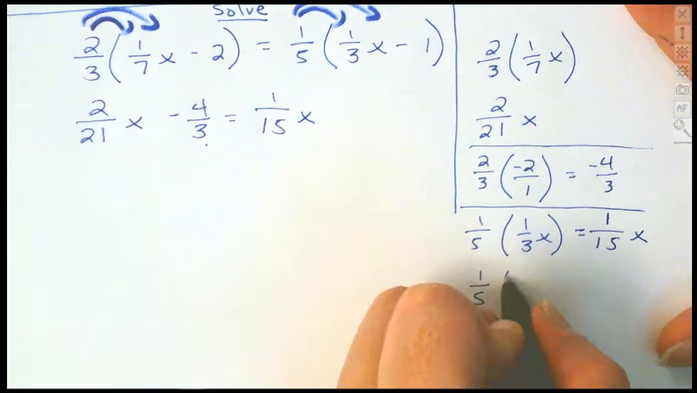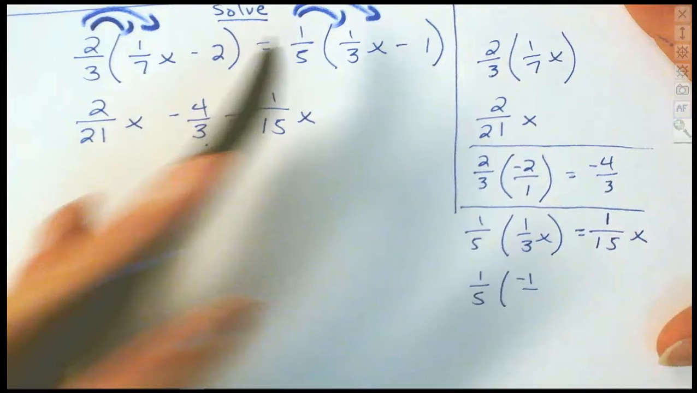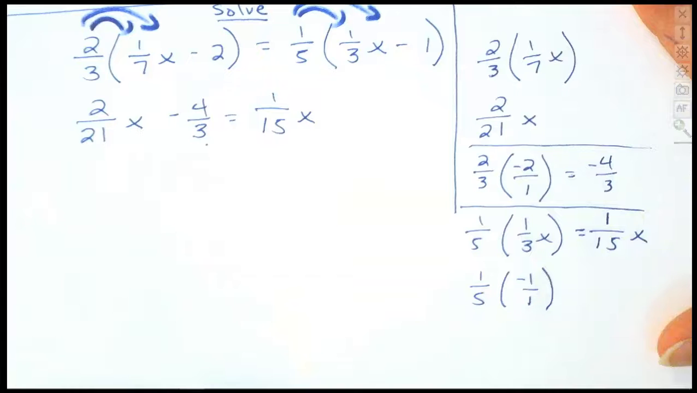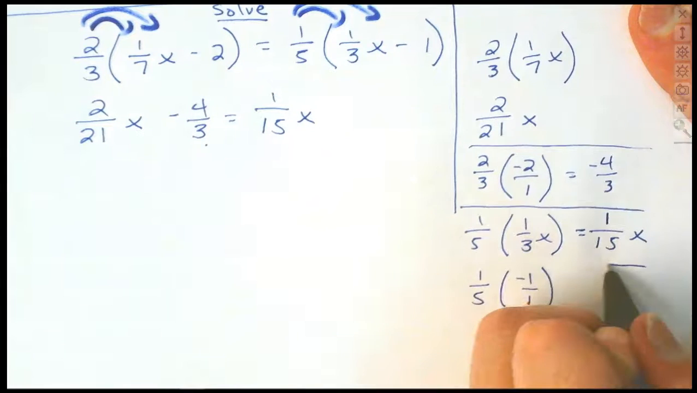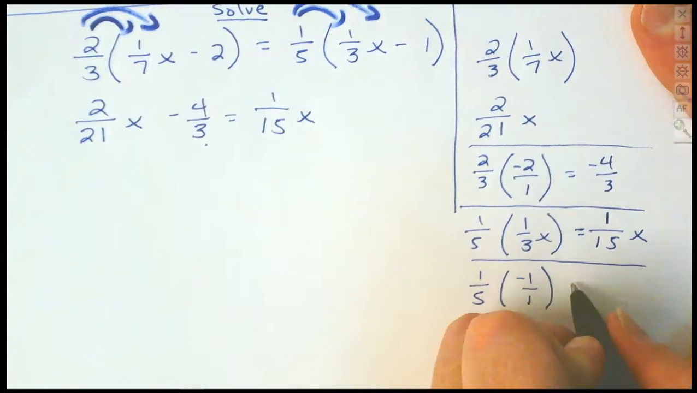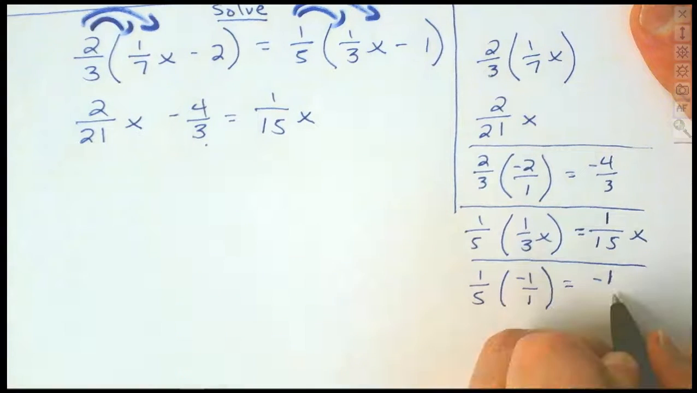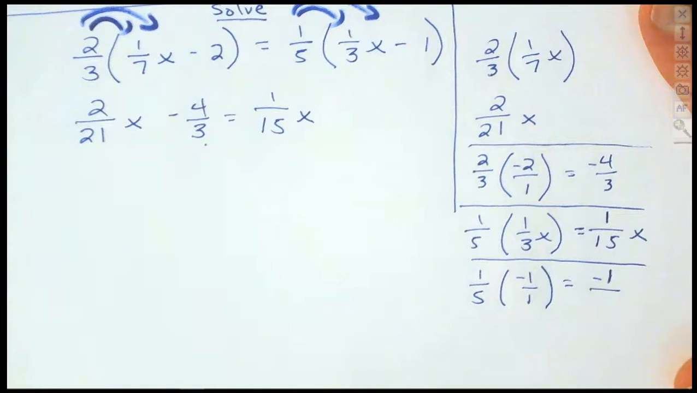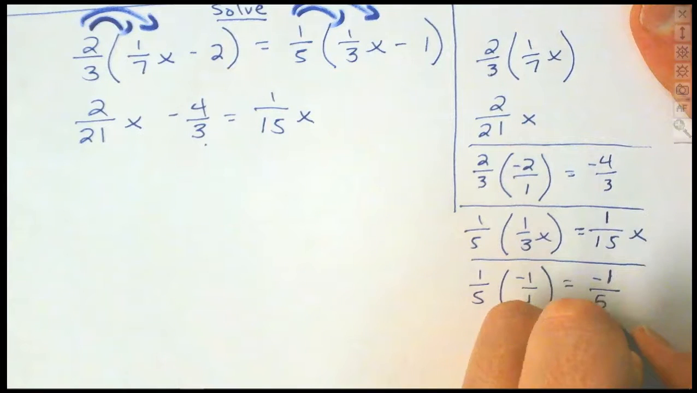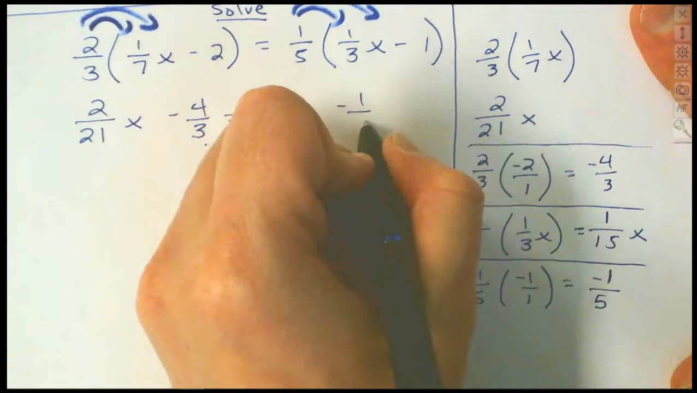And that's going to be times the -1. And I'm going to make that -1 a -1/1, just to make it a little bit easier so you can see what we've got. 1 times -1 is -1 on the top in the numerator. Down below, 5 times 1 is a 5. So now we've got that -1/5 there.